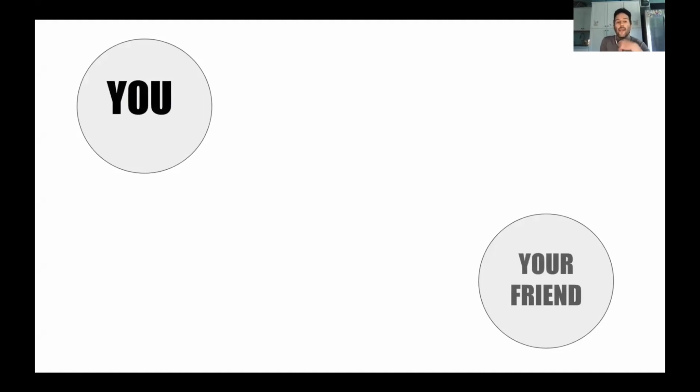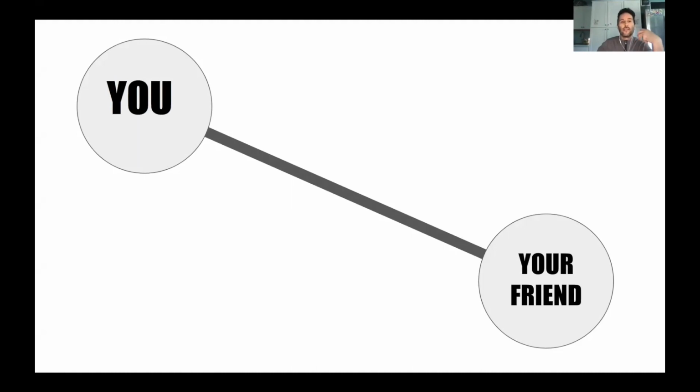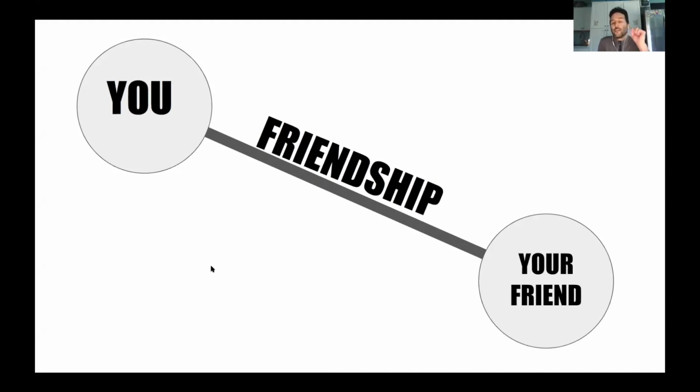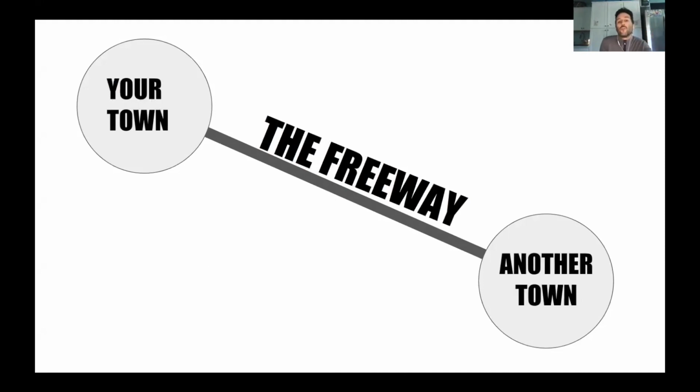So networks are a really simple concept. You have two things, and those two things could be anything. So they could be you and your friend, and you draw a connection between those two things. That's what a network is. So in this case, this is a connection showing that you are connected to another person by friendship. And this is the building block of a network. And you can do this with all sorts of things. So you could say that your town that you live in is connected to another town by the freeway. That's another kind of network.